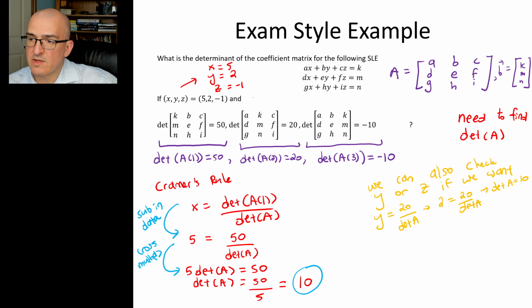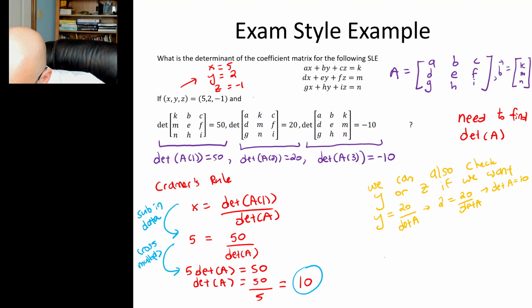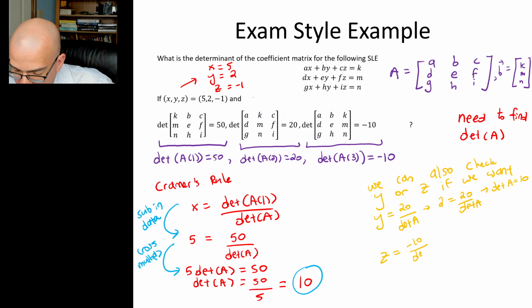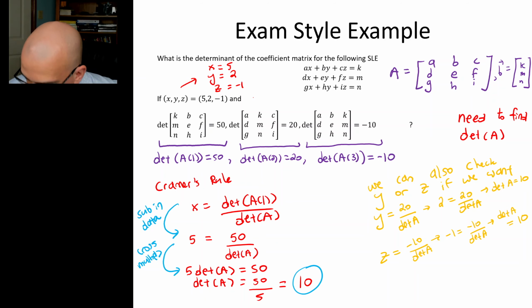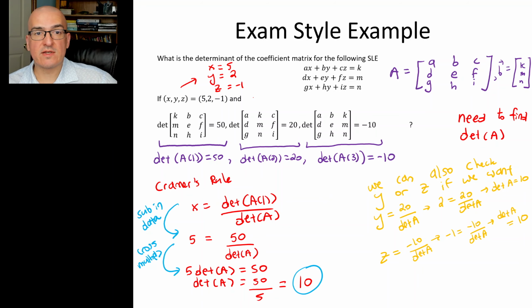Then we can do the next one. Z is equal to negative 10 divided by determinant of A. So Z, it says, is negative 1. Negative 1 is equal to negative 10 divided by determinant of A. And that means the determinant of A must be 10. So they'll all say the same thing as long as the question was built consistently.